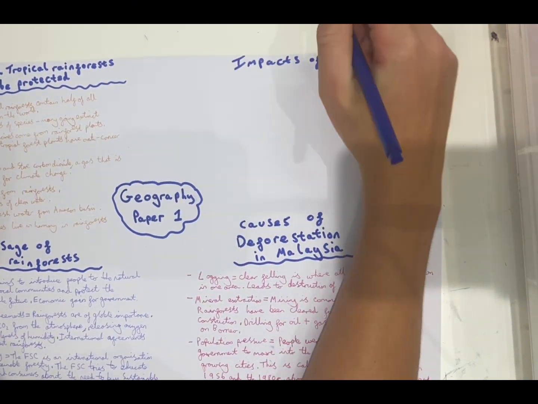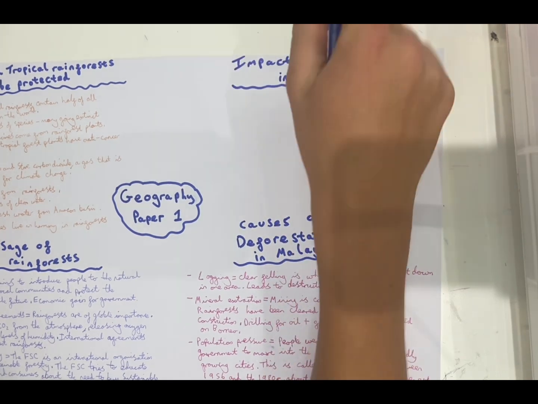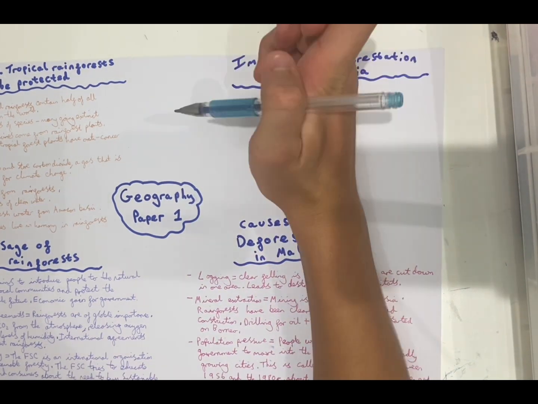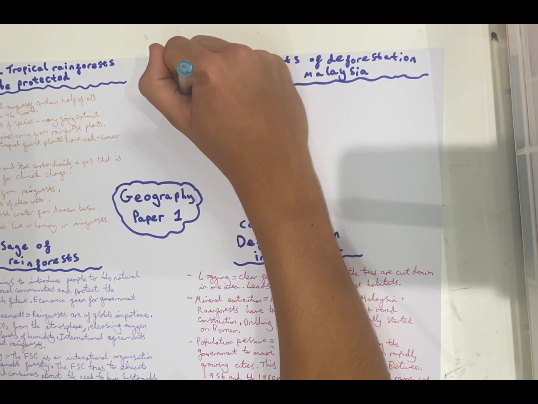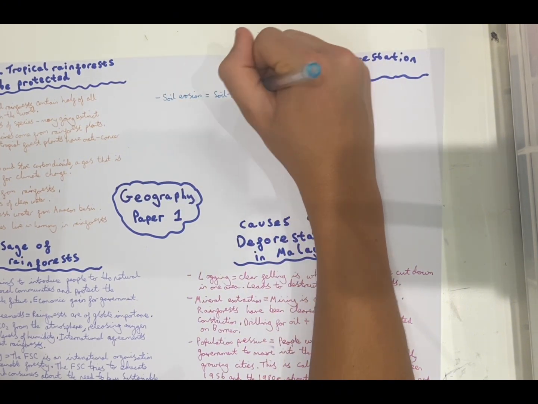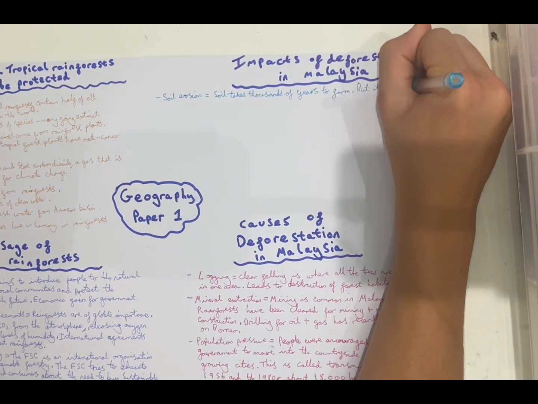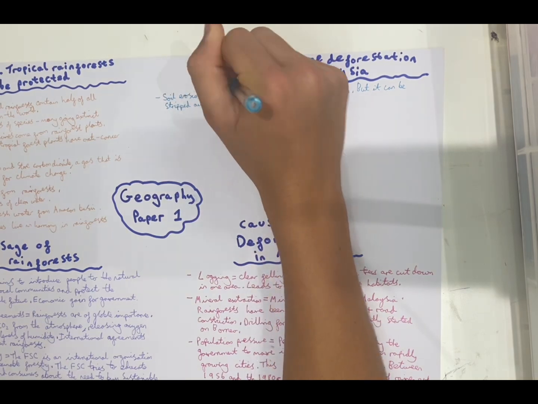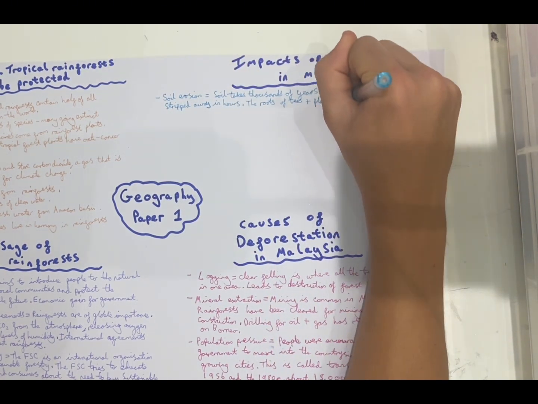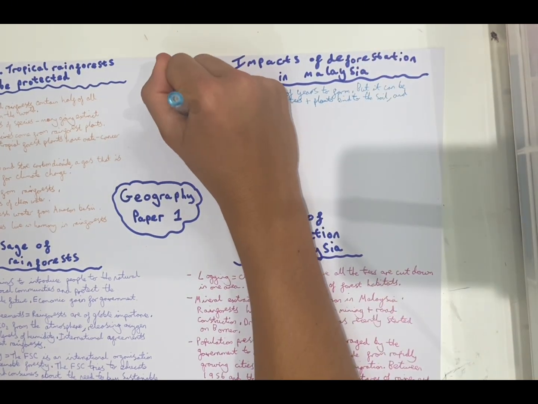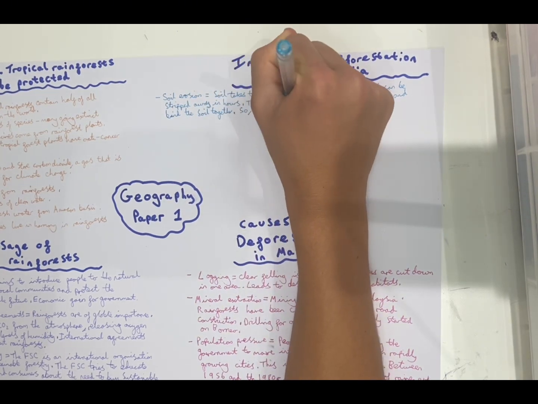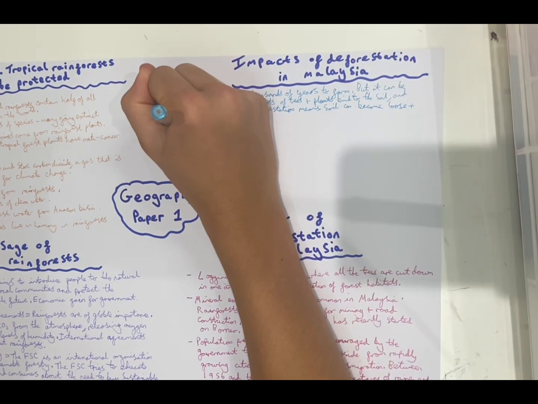The last part of this video is impacts of deforestation in Malaysia. Okay, so one of these is soil erosion. So soil takes thousands of years to form, but it can be stripped away in a matter of hours. The roots of trees and plants bind the soil together. So deforestation means soil can become loose and erode away, which is very harmful to the environment.